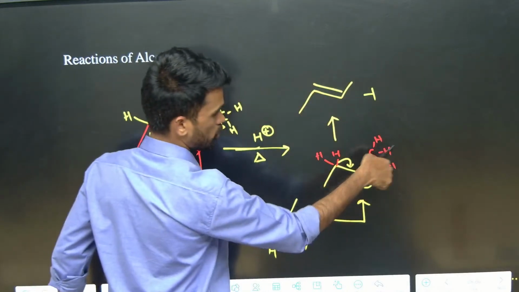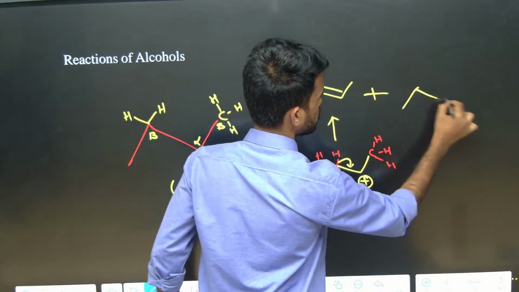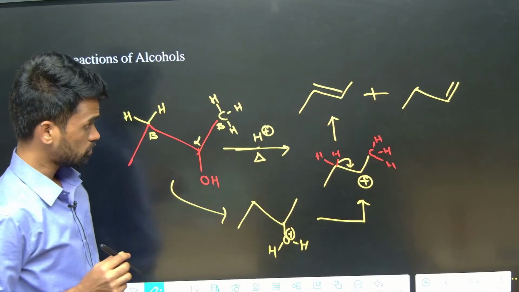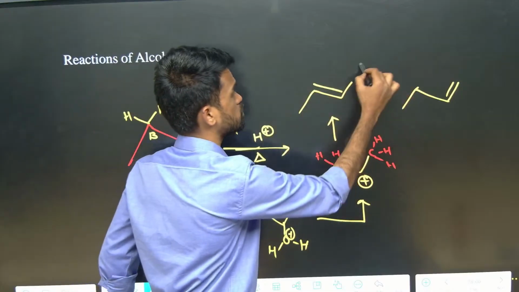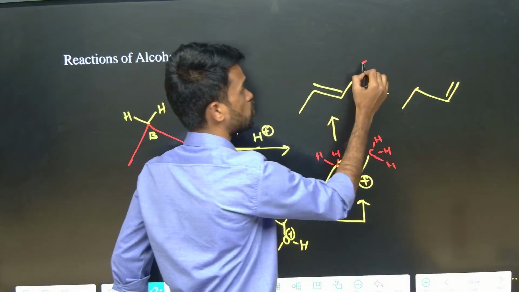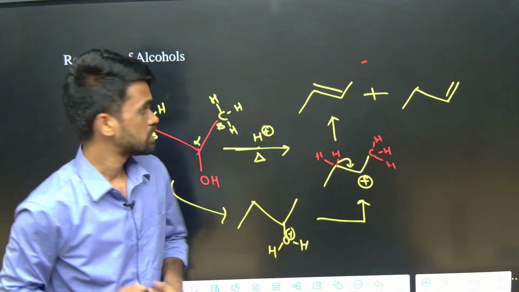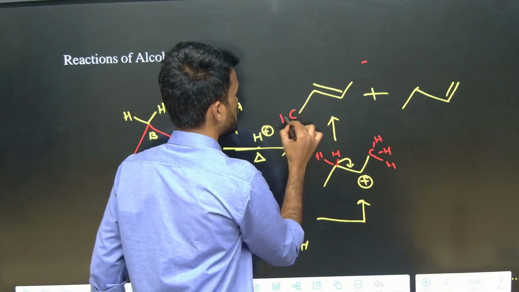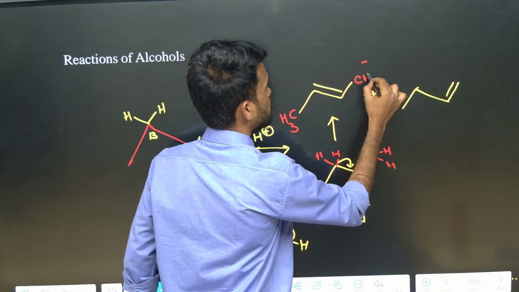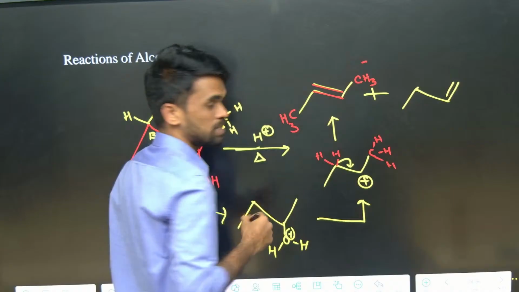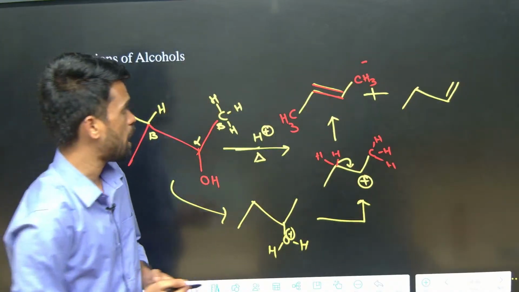Or if you remove from outside, you get a double bond like this. Out of these two alkenes, which is the more stable alkene? See, this one is more stable. Why? Because the more alpha hydrogens on the carbons attached to the alkene carbons, the more it is stabilized by hyperconjugation.